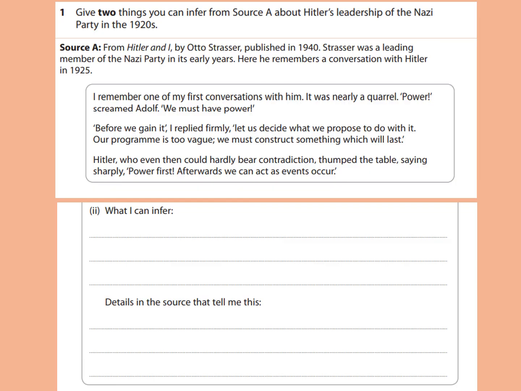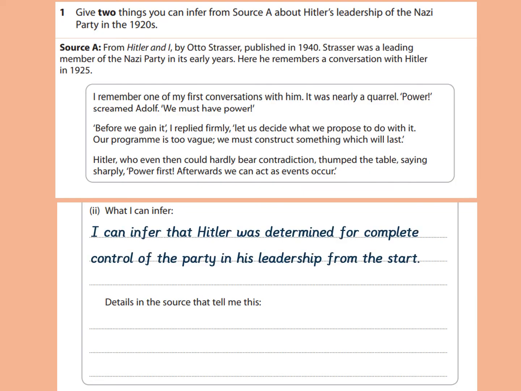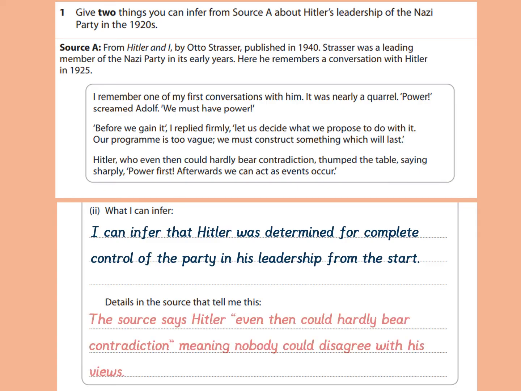Now I'll have a look at my second inference properly. I can infer that Hitler was determined for complete control of the party and his leadership from the start. The source says that even then, Hitler could hardly bear contradiction, meaning that nobody could disagree with his views. Alright, there's the bit from the source that I've chosen. And where do I get the marks? Well, that's a valid inference related to Hitler's leadership, and that's a valid supporting statement taken from the source. So 2 marks for that as well. 4 out of 4 in total.